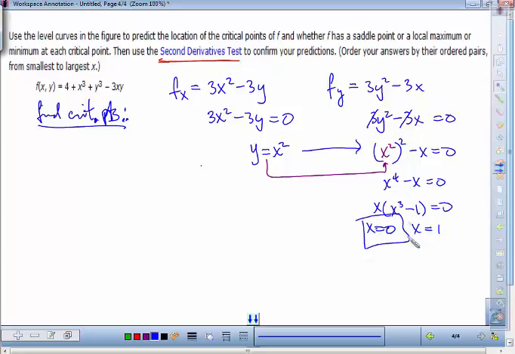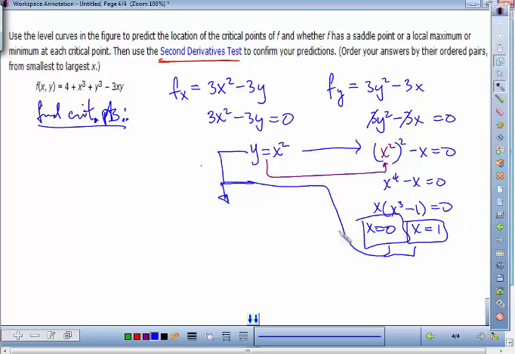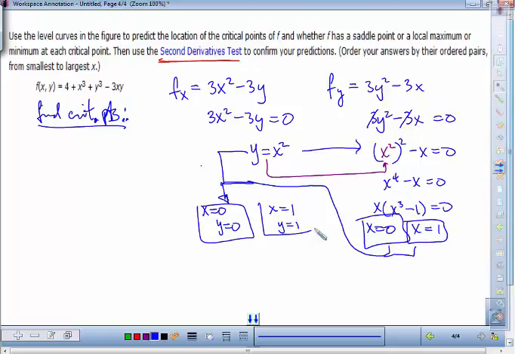these are the only two real solutions we got. And we can put it back, and it has to satisfy both equations, so I can put this back into here to get my y values. So when x is equal to 0, I got y is equal to 0. When x is equal to 1, I got y is equal to 1. So these are my pairs that'll make up my critical points. So that's the first step.